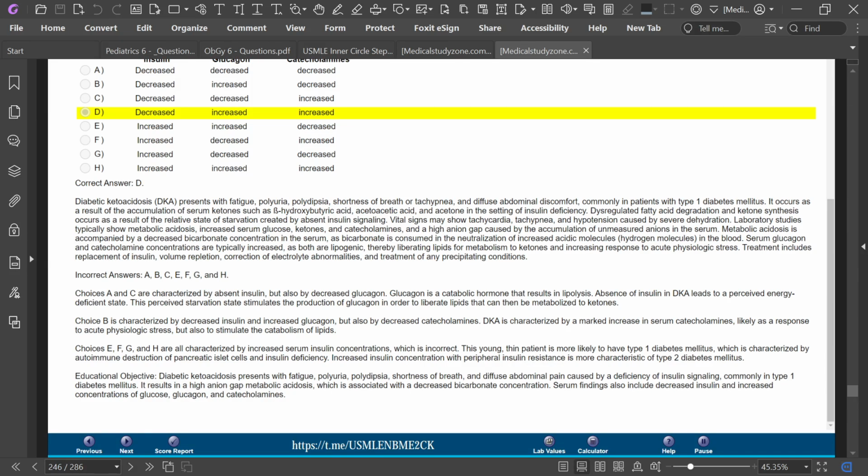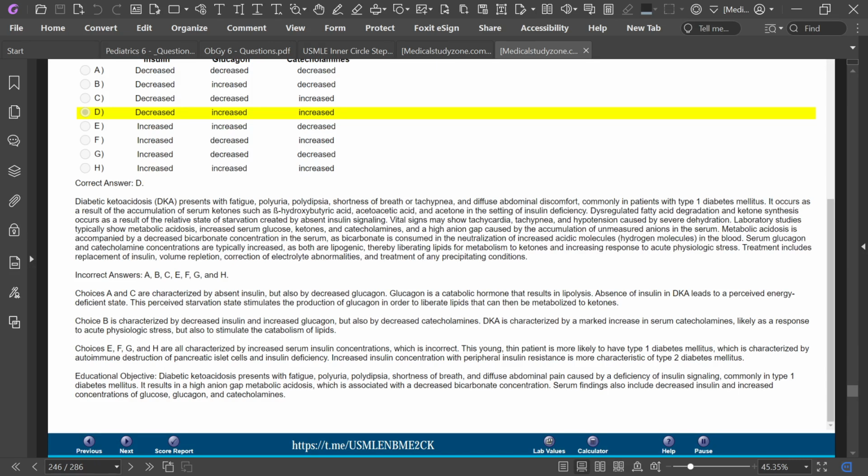Vital signs may show tachycardia, tachypnea, and hypotension caused by severe dehydration. Lab studies typically show metabolic acidosis, increased serum glucose, ketones, catecholamines, and a high anion gap caused by the accumulation of unmeasured anions in the serum.